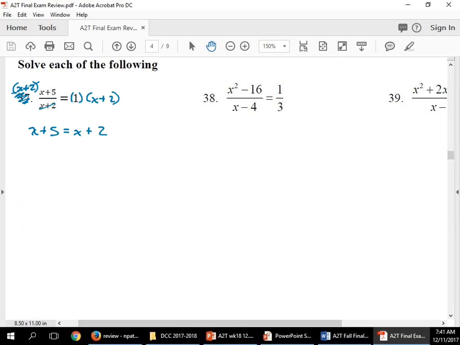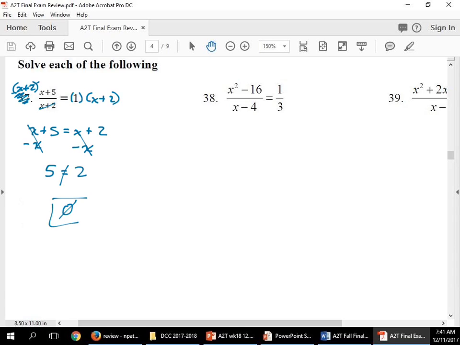So, what do we want to do next? You want to get rid of the 5, or you want to put the x's on the same side? X on the same side. So I go x minus x, x minus x. Oh snap! They both cancel out. I get 5 equals 2. Is that true? No. So is there a solution?